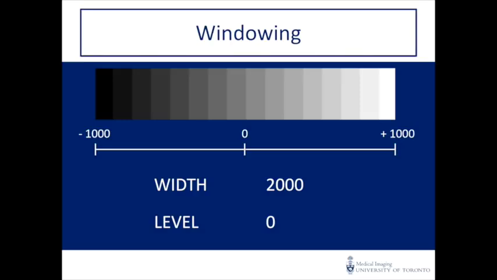So the quote-unquote distribution of shades of gray that we have on this slide ranges from -1,000 to +1,000. The shades of gray are distributed over 2,000 Hounsfield units, so the window width is 2,000. The window level is the number that the distribution is centered on. In this case, it's 0. A width of 2,000 and a level of 0 defines this particular window.